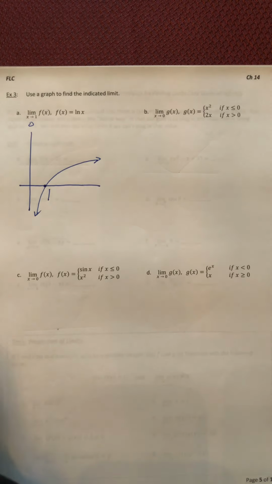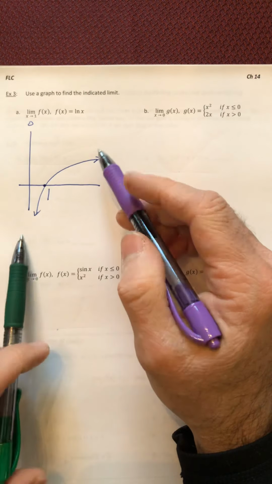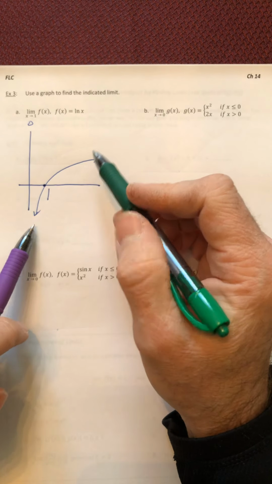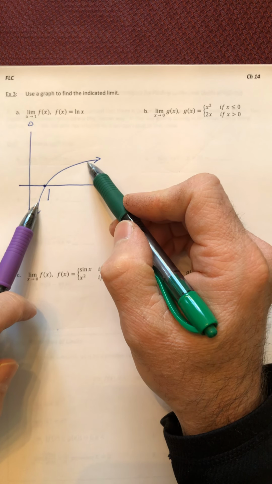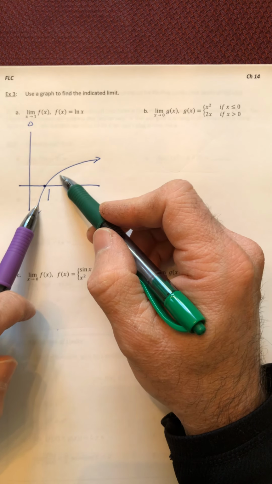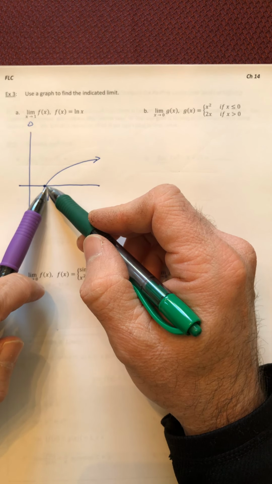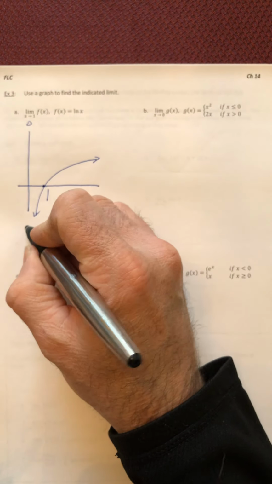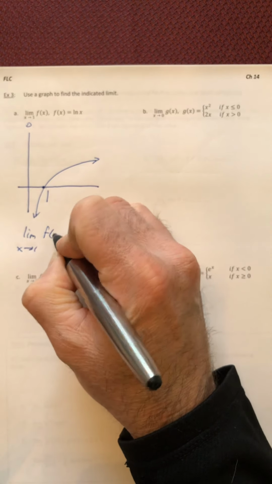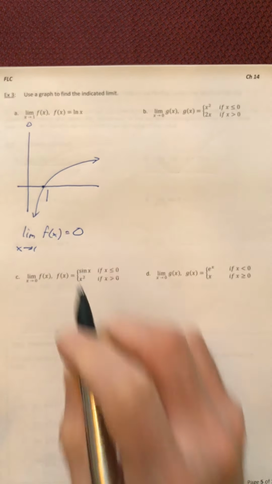So as you trace in from either side, oops, be consistent with my colors, you're going to trace in, and as you get closer and closer to x equals 1, what y value does it look like the two sides would connect at? 0. So the limit as x approaches 1 of f of x is 0.